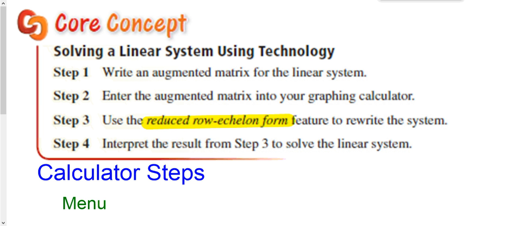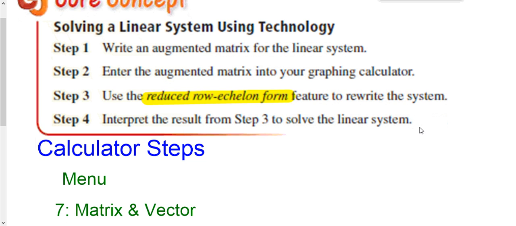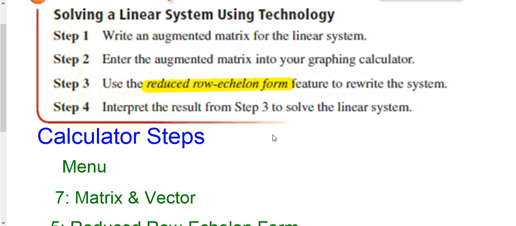All right, so now, solving a linear system using technology. Step 1, write an augmented matrix for the linear system. Step 2, enter the augmented matrix in your graphing calculator. Step 3, use the reduced row echelon form feature to rewrite your system. Step 4, interpret the result from step 3 and solve the system.